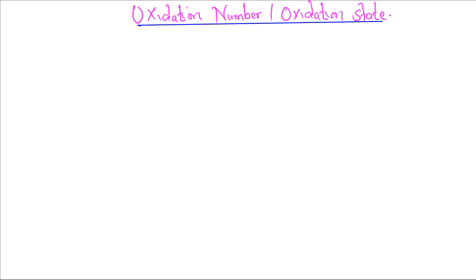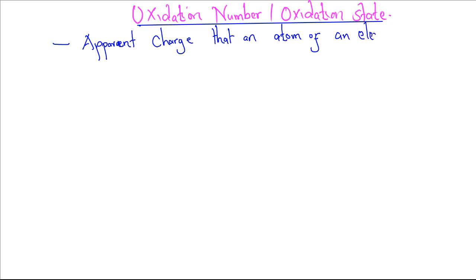Oxidation number is the apparent charge that an atom of an element has in a compound, molecule or ion.